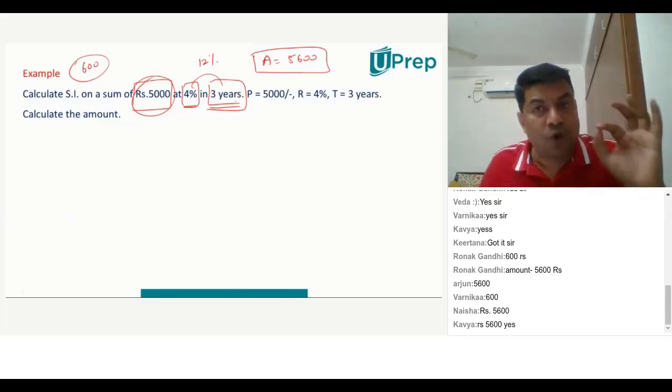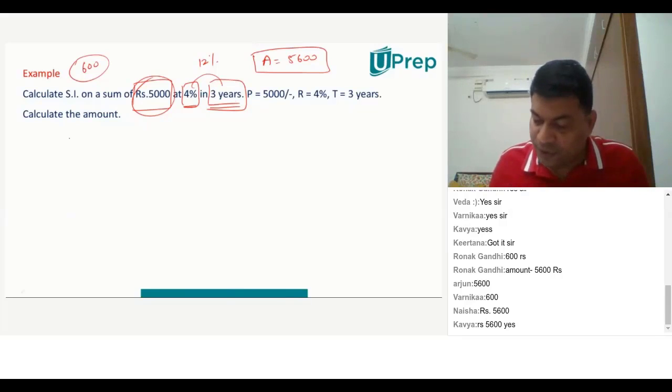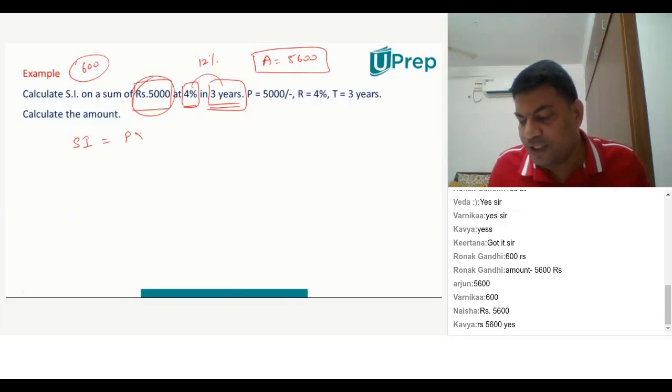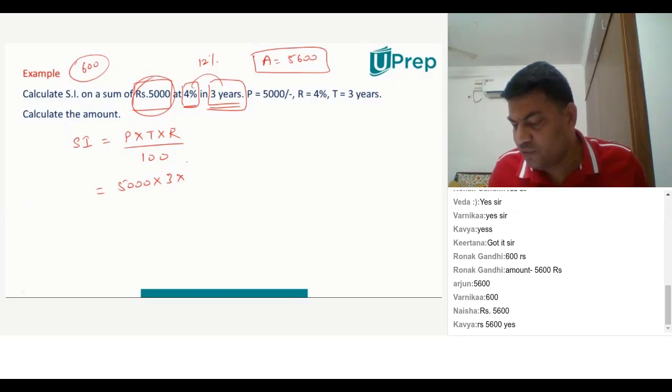But I also want you to learn writing steps, because that's what you will need in writing your exams in school. Simple interest is nothing but P into T into R by 100. Apply the formula. Your principal is 5,000. Your time period is 3 years, into rate of interest is 4%. Therefore, divided by 100. So that will give you 3 4s are 12. 12 5s are 60. 2 zeros, 2 goes there. Therefore, 60 into 10 there.